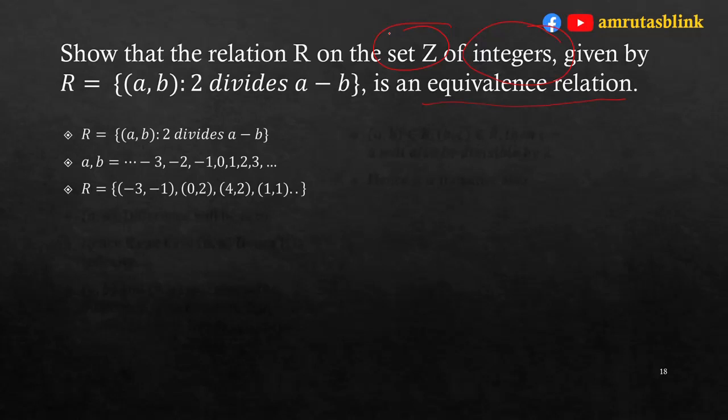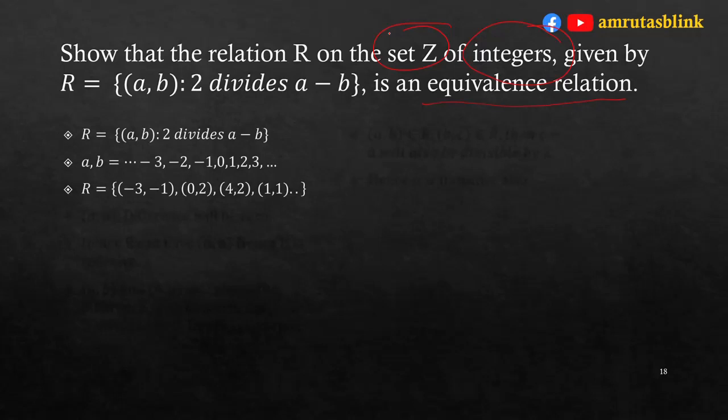So we can find relation R such as (-3, 1). Now here the difference is -4, or (0, 2) the difference is +2, (4, 2), (1, 1), etc. That means we can have the difference as either negative even numbers, positive even numbers, or 0. So all such pairs can be there in this relation where the difference can be a negative even number, 0, or a positive even number. Now, we need to prove that this relation is an equivalence relation.